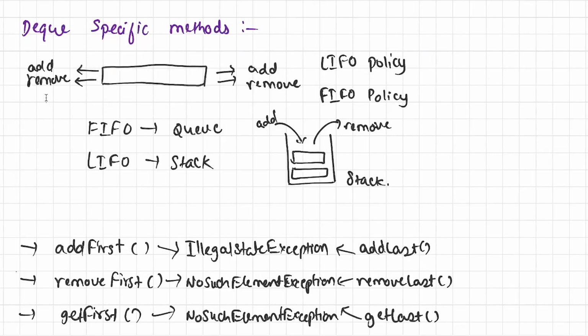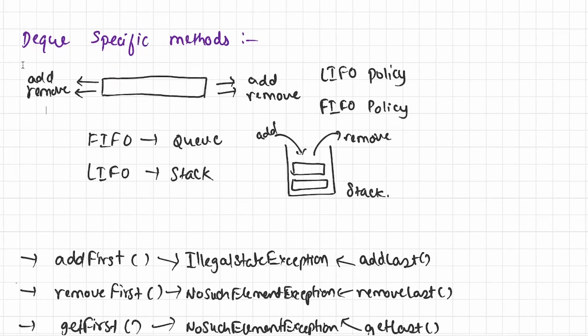The only difference in Deque and queue is in Deque we can add and remove items from the front, and we can also add and remove items at the back. And Deque data structure follows LIFO policy as well as FIFO policy. So in FIFO policy, it acts as a queue, so we can add elements at the end and we can remove elements from the front. And in case of LIFO policy, it acts as a stack.